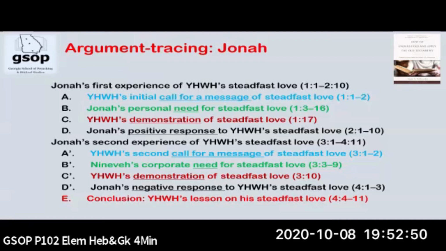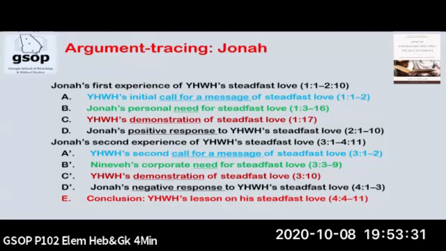In chapter 3, verse 6, when the word reached the king of Nineveh, he rose from his throne, laid aside his robe, covered himself with sackcloth and sat in ashes. He issued a proclamation, verse 7, in Nineveh, by decree of the king and his nobles: do not let man, beast, herd, or flock taste anything. Do not let them eat or drink water. Verse 8, but both man and beast must be covered with sackcloth, and let all men call upon God earnestly, that each may turn from his wicked way and from the violence which is in his hand. So Nineveh is being shown a picture of the corporate need, as a community, of God's steadfast love.